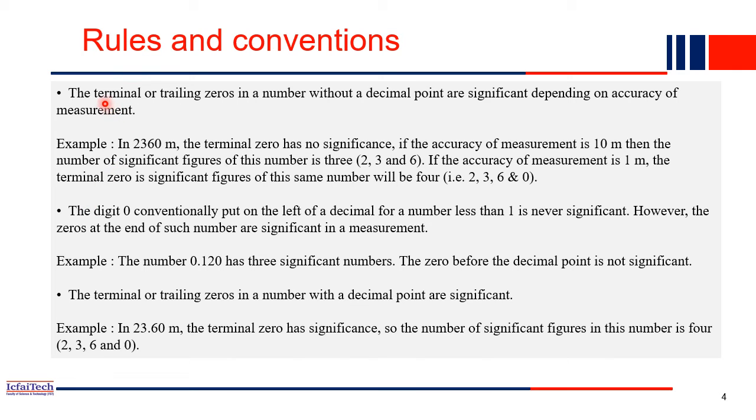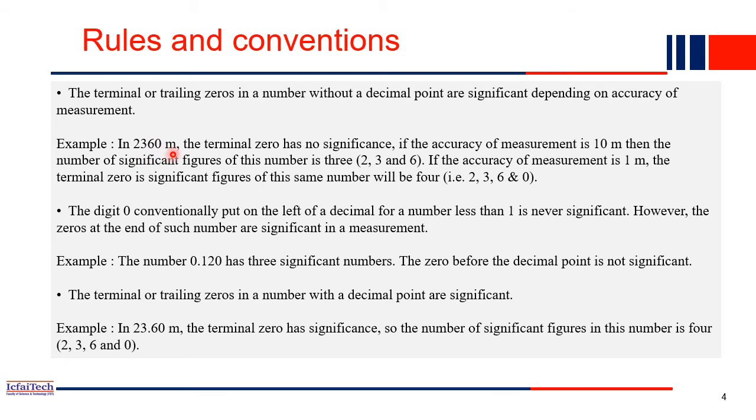Now the next rule for significant figures: the terminal or trailing zeros in a number without a decimal point are significant depending on the accuracy of the measurement. For example, you have measured a distance of 23.60 meter. Whether this trailing zero is significant or not depends on the accuracy of the measurement, whether you have used a meter scale, a kilometer scale or a millimeter scale.